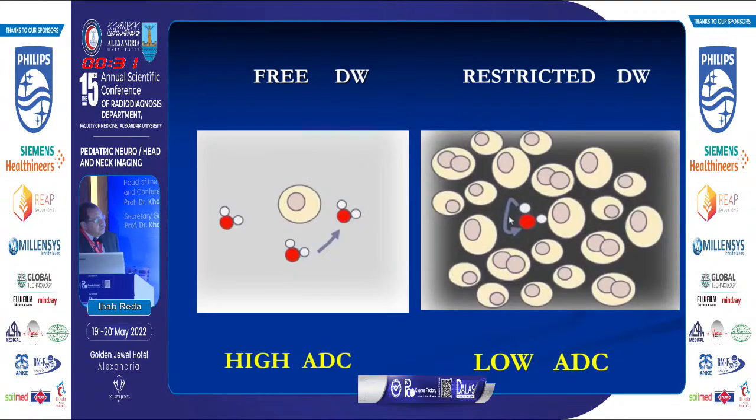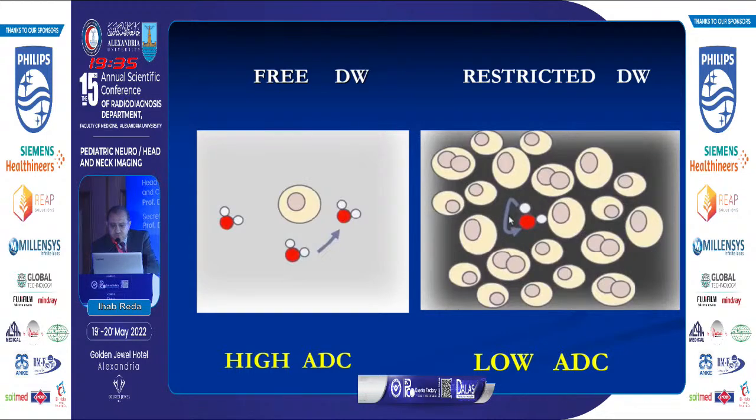Beginning by kurtosis, all of us know that in free diffusion, there is free movement of the protons of the water molecules in the extracellular space. And in this condition, there is a high ADC. On the contrary, in restricted diffusion, plenty of cells, narrow extracellular space, limited movement, so there is low ADC.